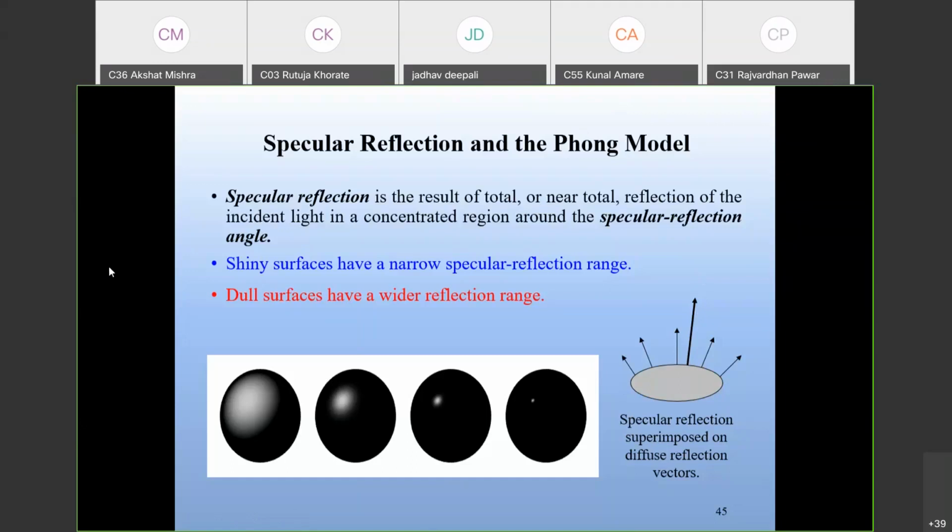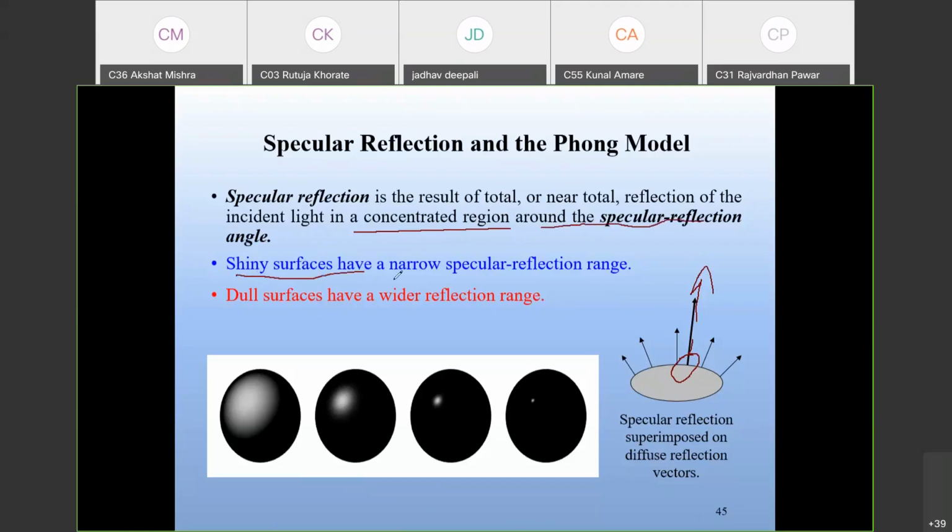Specular reflection is the result of total or near total reflection of the incident light in a concentrated region. What do we call it? We call it a concentrated region. At this region, more light is reflected. So we call it a concentrated region around the specular reflection angle.